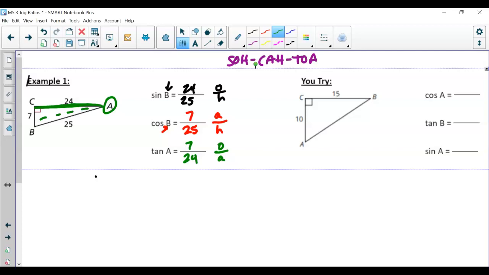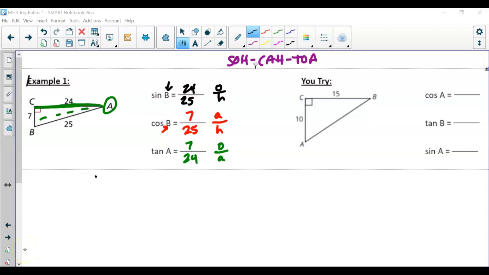But notice, you are missing the hypotenuse. So what do you have to do first? Given you have a right triangle, you've got two sides. What do you have to do to find the third? Pythagorean theorem. So make sure to do Pythagorean theorem to get the hypotenuse, and then you can get the trig ratios here.